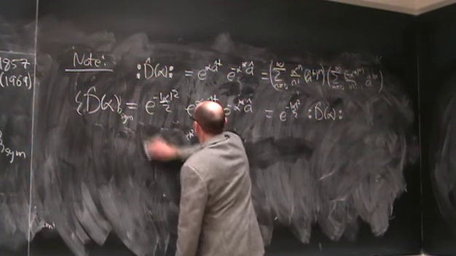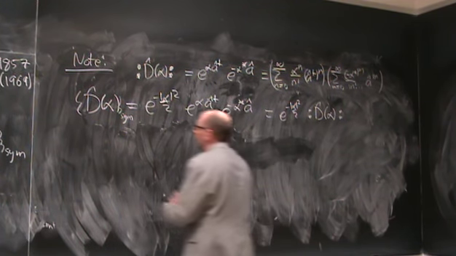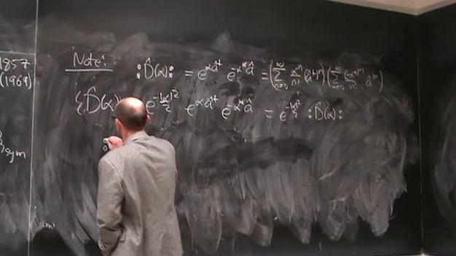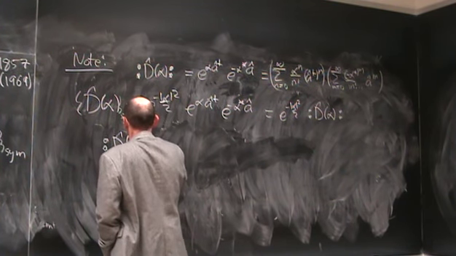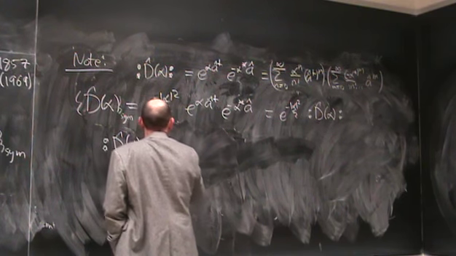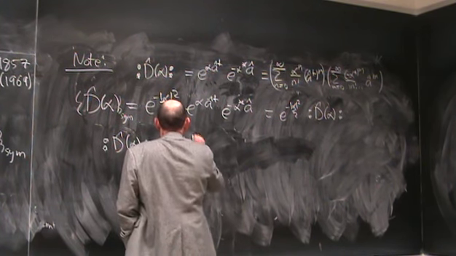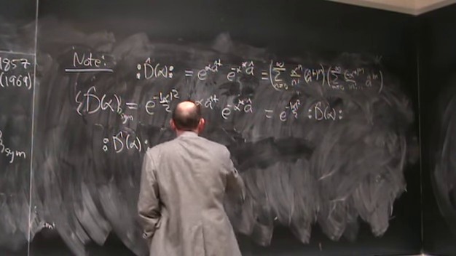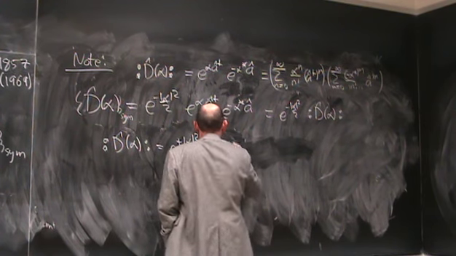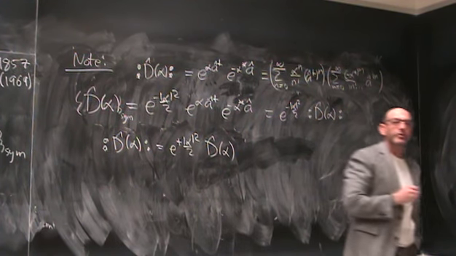Actually, what I want to say is the following. What that says is that the normally ordered D is equal to e to the plus alpha squared over 2, the symmetrically ordered. And we know how to then get those coefficients.